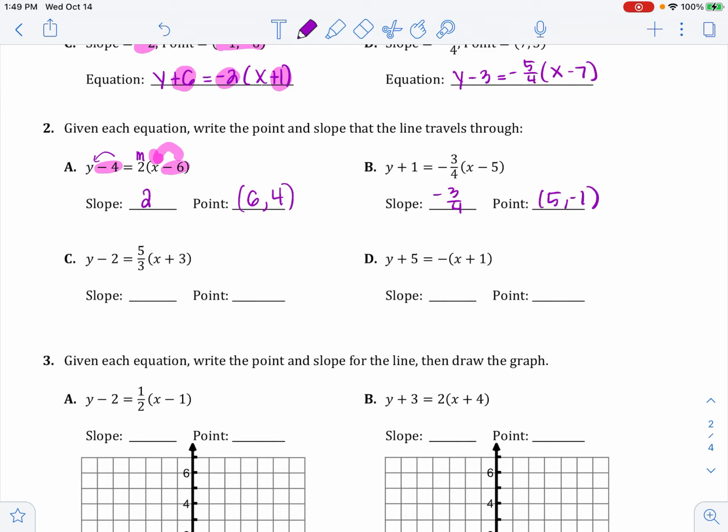-3/4, 5 -1, 5/3, -3 +2. Slope is -1, right? There's a -1 there. And then -1, -5.